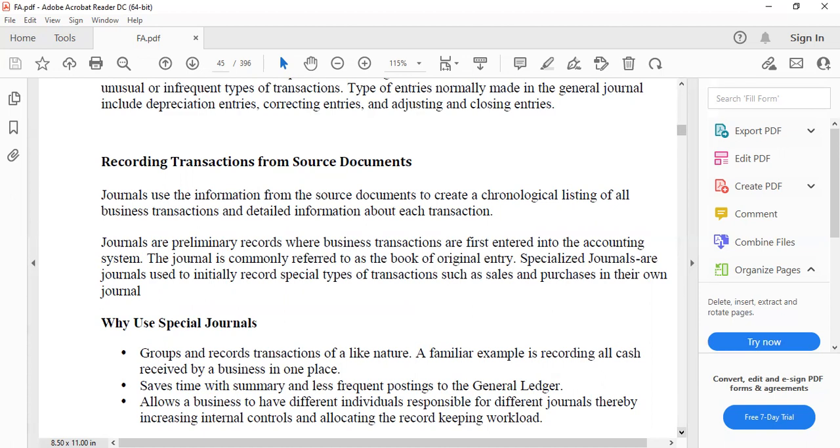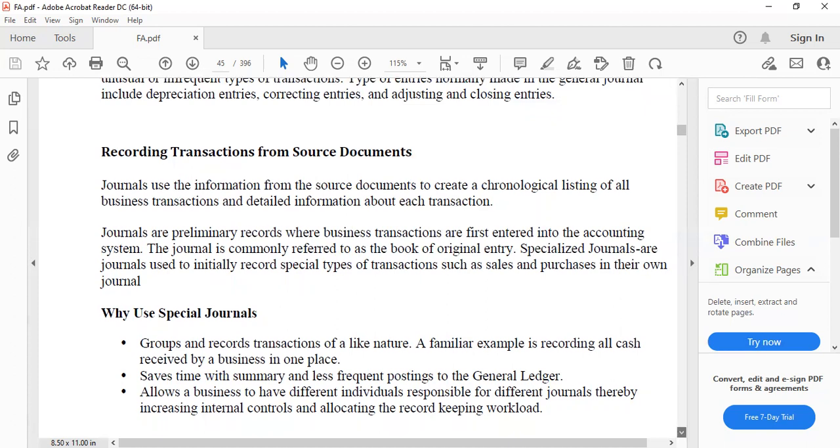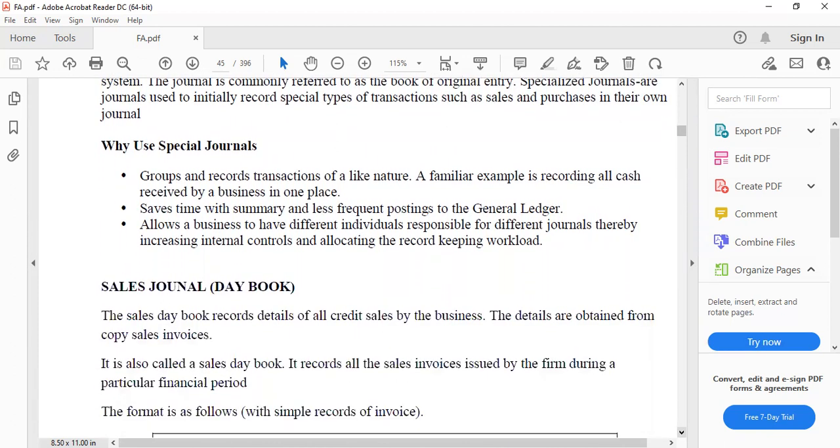Journals use the information from the source document to create a chronicle listing of all business transactions and detailed information about each transaction. Journals are primary records where business transactions are first entered into the accounting system. The journal is commonly referred to as the book of original entry. Specialized journals are journals used to initially record special types of transactions. This information we have already mentioned.